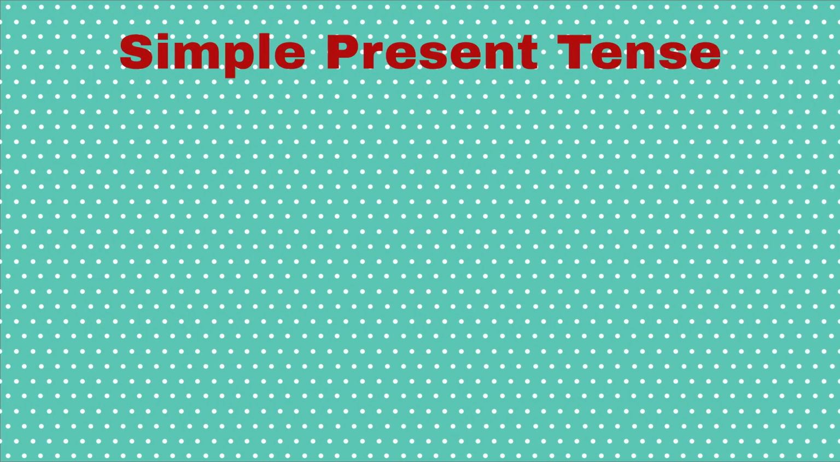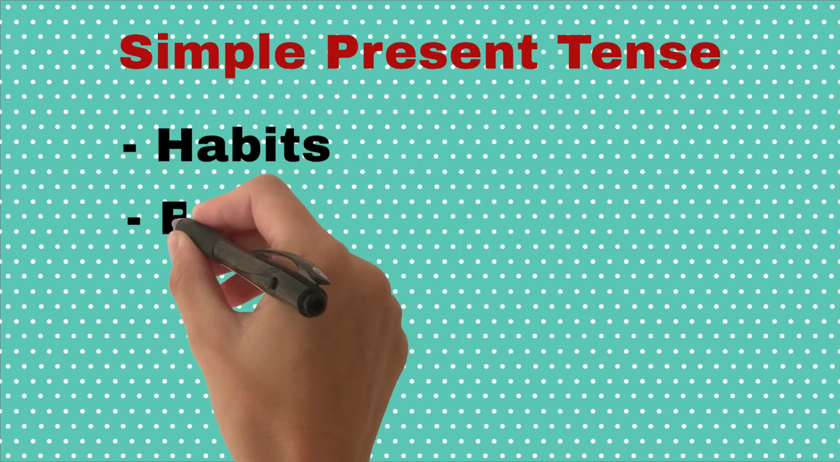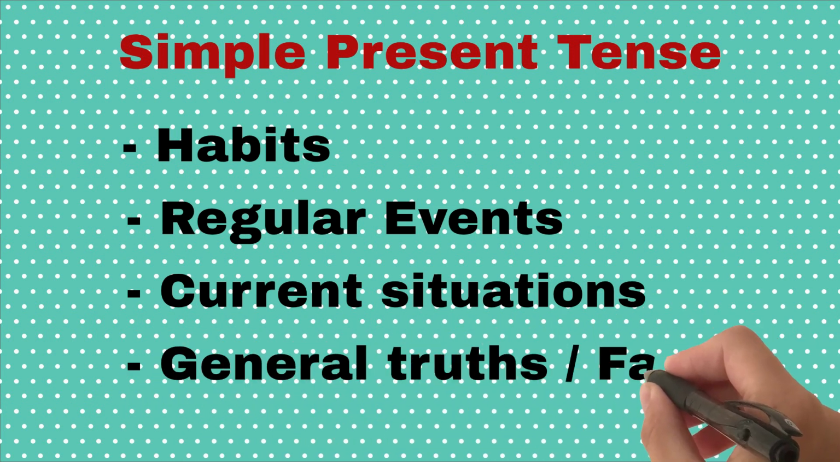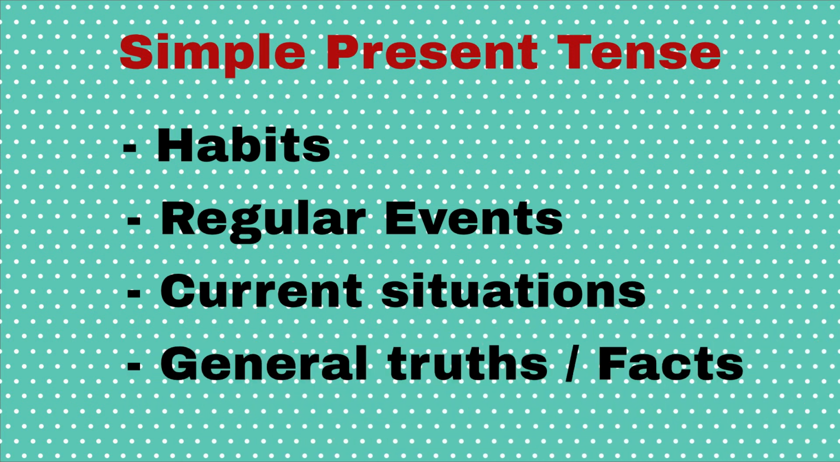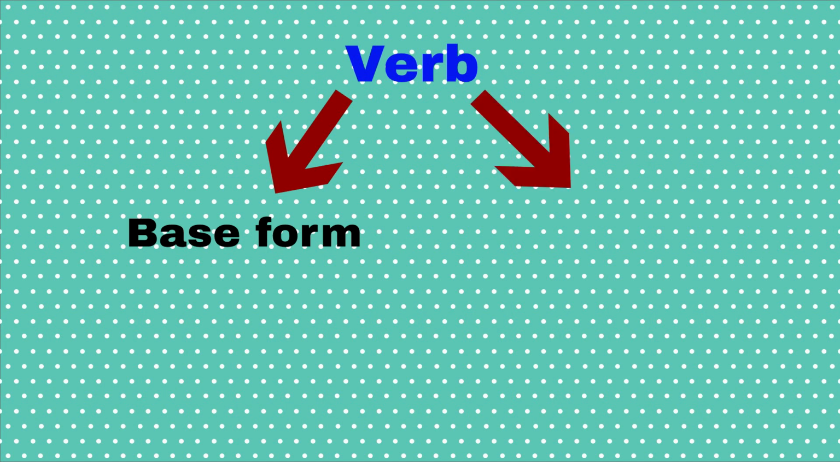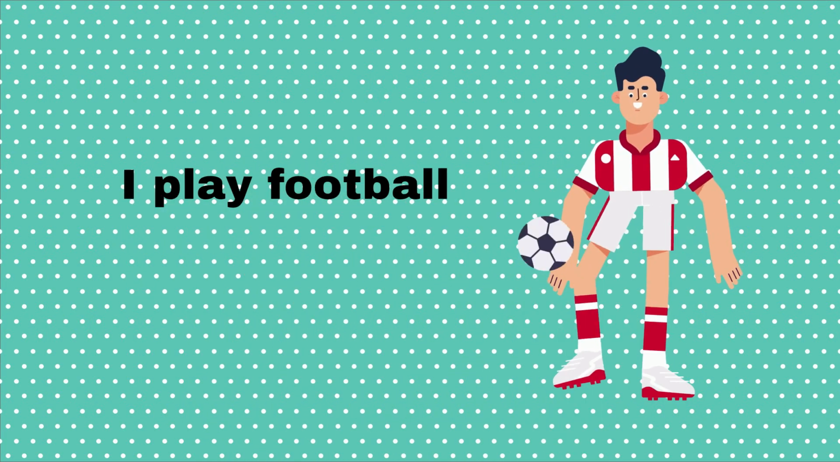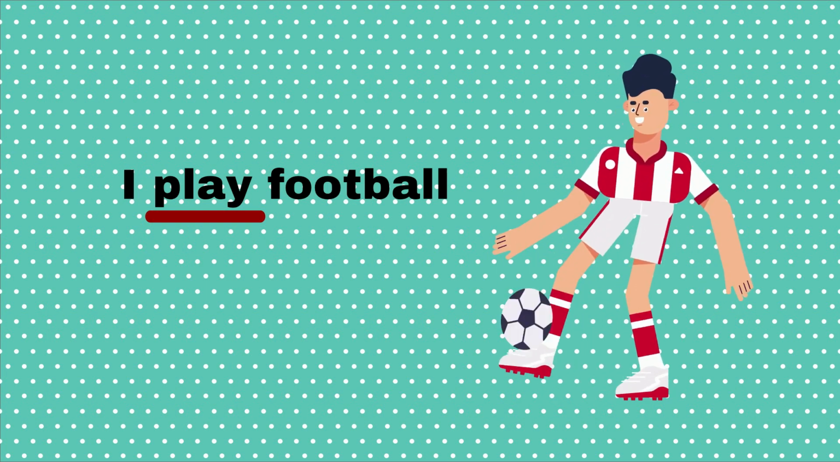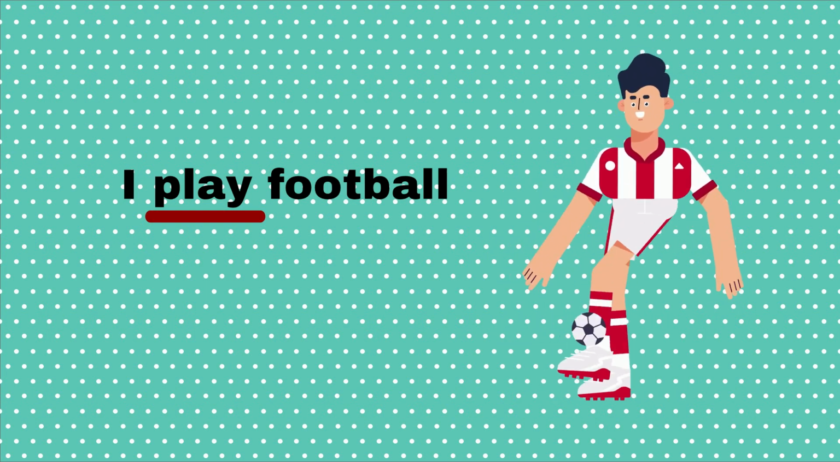Simple present tense indicates habits, regular events, current situations, general truths, or facts. The verb in simple present tense is its base form, or s, or es with base form. For example, I play football. Here, play is a base form of verb, which is indicating the present tense and habitual action.